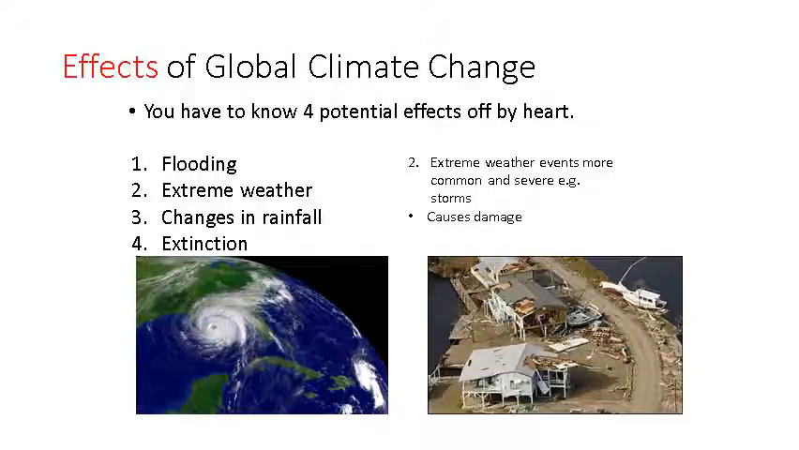The second one we're talking about is extreme weather. It makes extreme weather more common. If you're a human, that causes damage. It can cause people to lose their homes, can cause death. If you're an animal, it can destroy your habitat. It can destroy ecosystems. It can destroy plants. It can disrupt food chains.